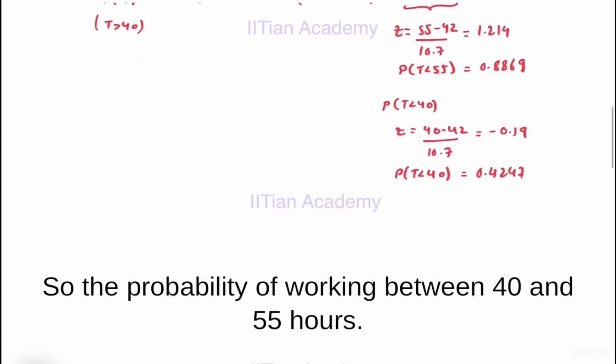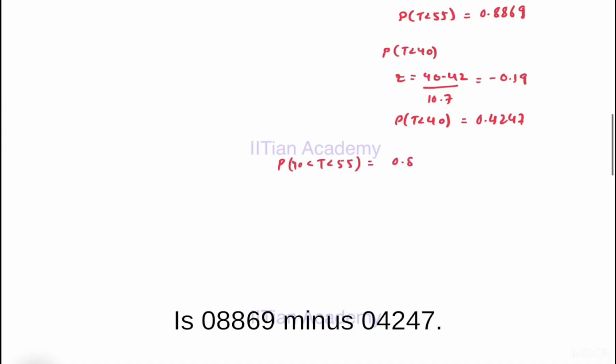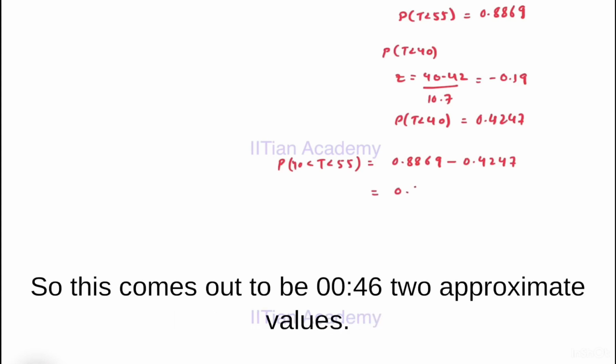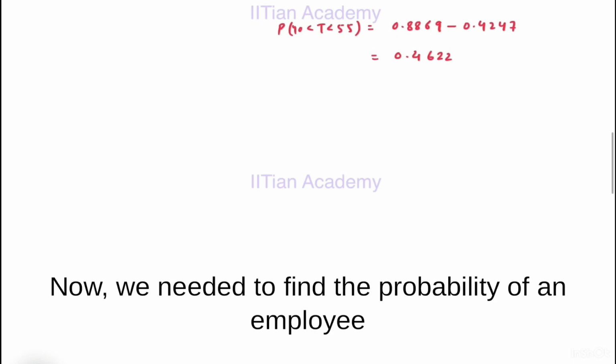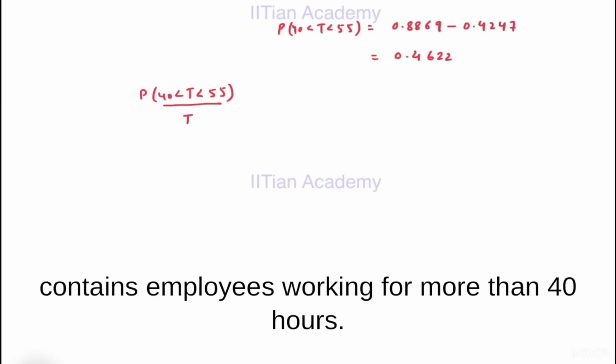So the probability of working between 40 and 55 hours is 0.8869 minus 0.4247. So this comes out to be 0.4622, approximate values. Now we needed to find the probability of an employee working between 40 and 55 hours, given that the lot contains employees working for more than 40 hours.